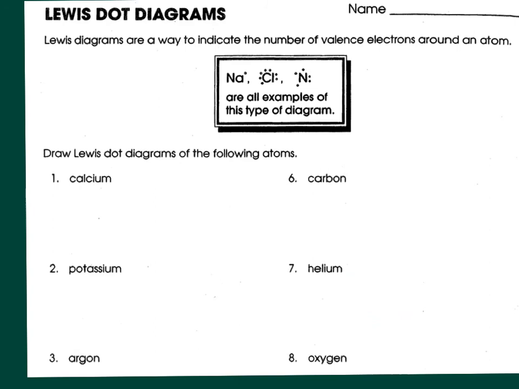At this point, you should be completing the Lewis dot diagrams on the back of the worksheet. When you are finished with that, you should be completing the electron dot diagram journal on Moodle.